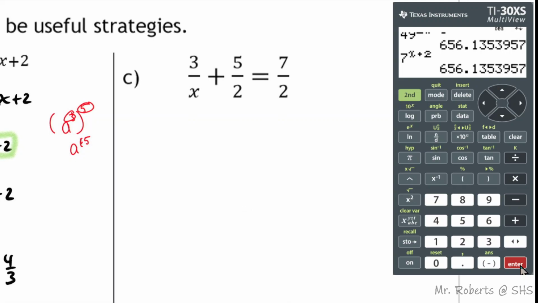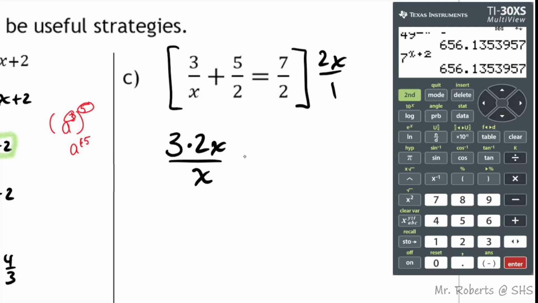We want to get so that none of these things have a fraction in them. So I'm going to go ahead and multiply both sides by 2x. And when I multiply both sides by 2x, I'm intentionally placing a factor of 2x in all of these numerators. So I'm going to write, I have a 3, and I'm going to multiply that by 2x over x, plus 5, I'm going to multiply it by a 2x over 2, equals 7, I'm going to multiply it by a 2x, and then that's all over 2.